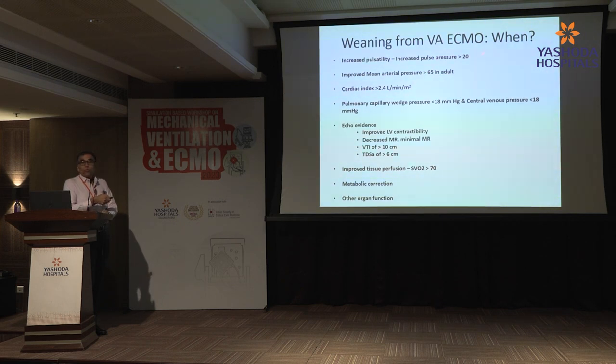Your mean arterial pressure with minimal inotropic or reserve support is more than 65 in an adult patient. Cardiac index has improved to 2.4. Pulmonary capillary wedge pressure is not high, less than 18, and central venous pressure is also less than 18. Then you do echocardiography, and we see that there is an improvement in LV contractility. If there was MR, there is a decreased MR, or a minimal MR. Aortic valve velocity time integral is more than 10 cm, and lateral mitral annular velocity is more than 6 cm. These are the parameters which guide us that our patient is ready for weaning.